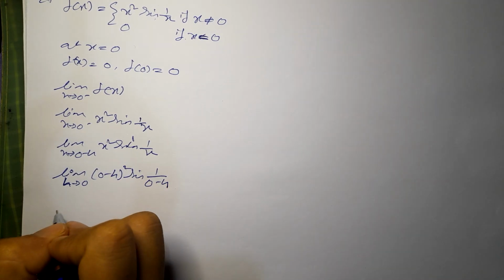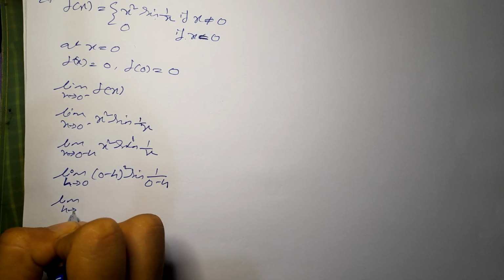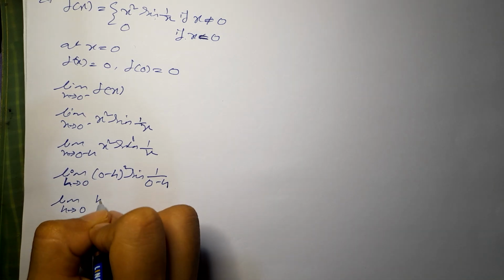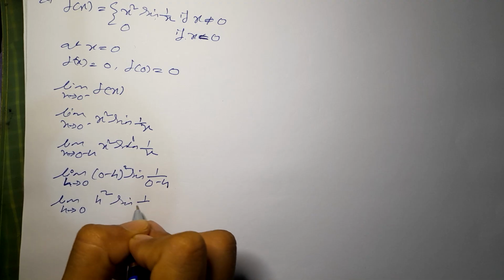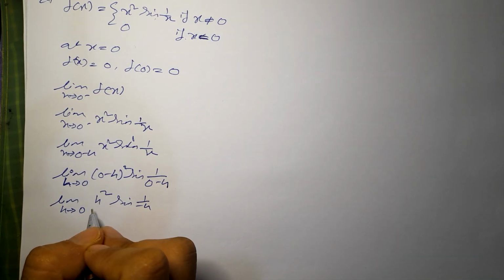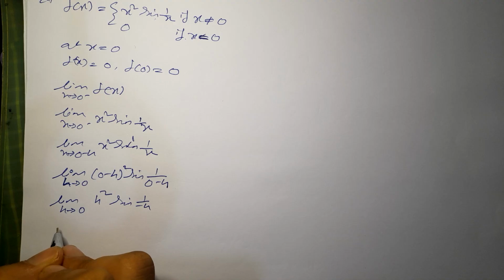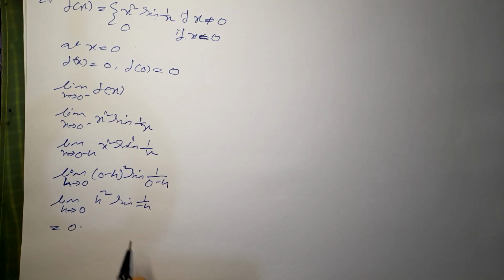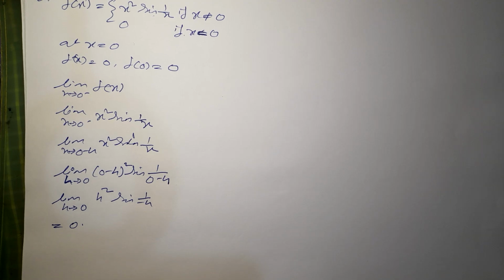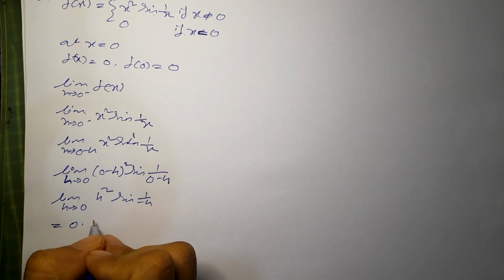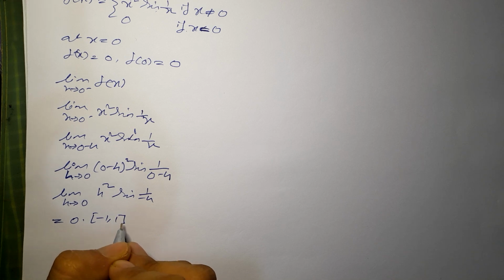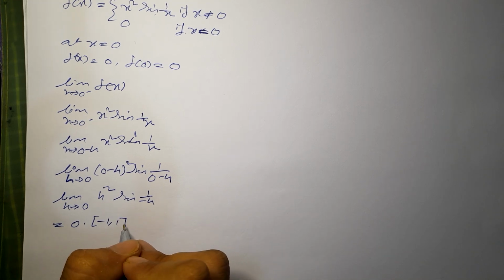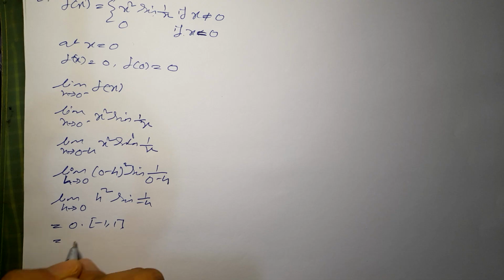So the limit as h tends to 0 gives h square sine 1 divided by minus h. So this will give 0, so this total will give 0 into, so here this will lie between minus 1 to 1, because sine lies between minus 1 to 1, so multiplied with 0, it gives 0.